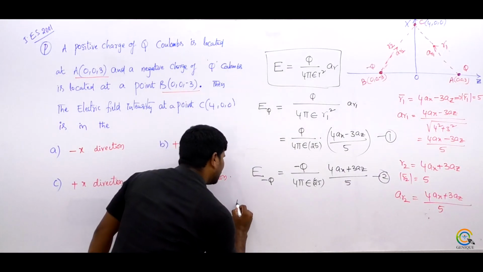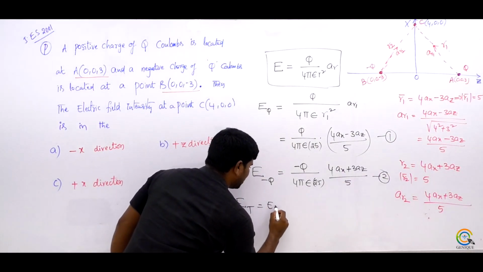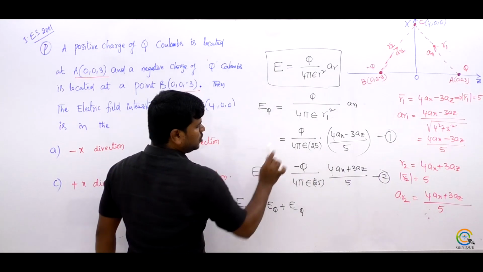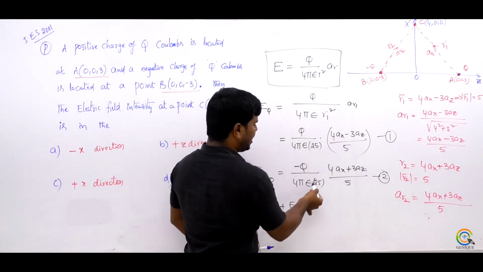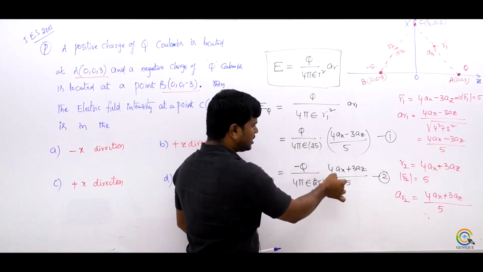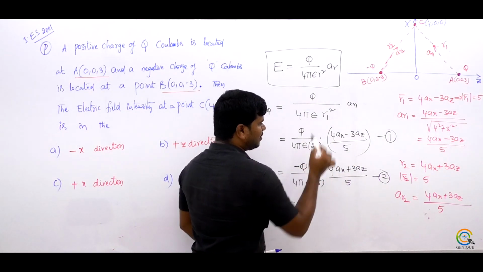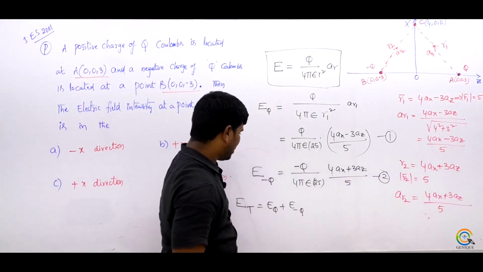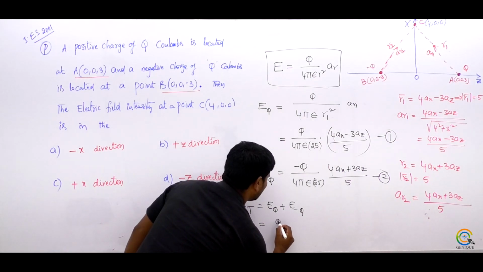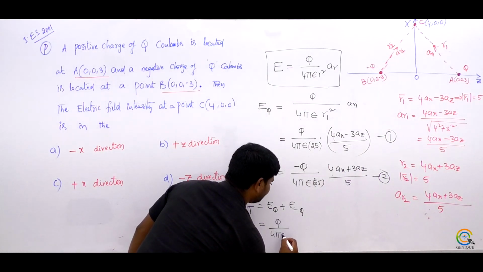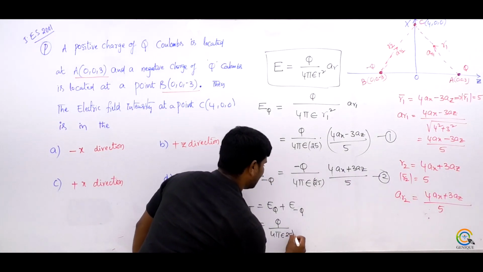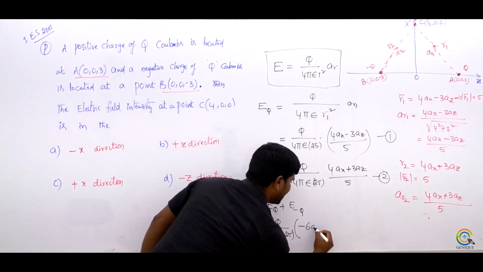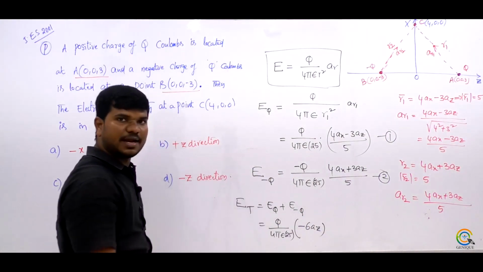Understand? Now the total electric field ET is equal to EQ plus E minus Q. If we add these two, what will you get? Because of the minus sign, these x terms will get cancelled, and minus 3AZ will be there, and minus 3AZ again. So finally you get Q divided by 4 pi epsilon, with 25 common in both terms. Then you get minus 3AZ minus 6AZ as the final answer.